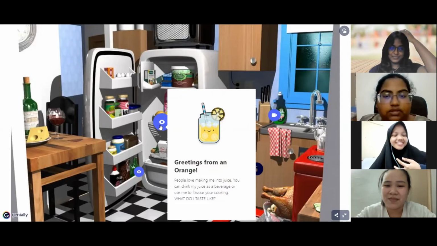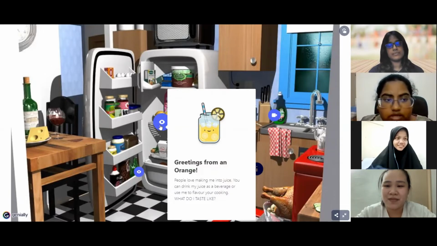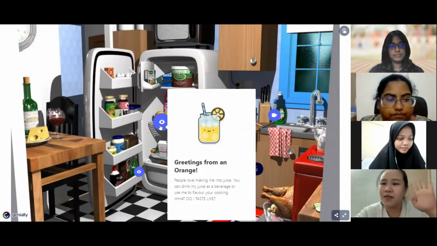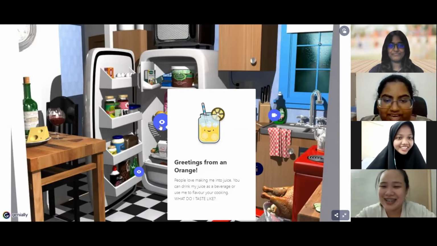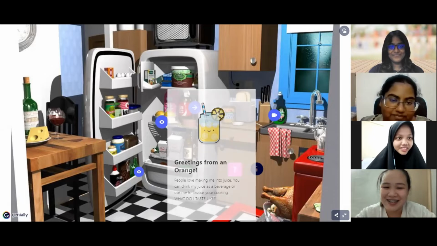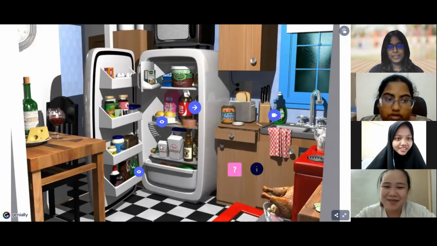Now, can anyone tell me if something tastes sour, is it acid, neutral, or alkaline? Yen, what is the answer? I think it's acidic. Correct. Very good. Thank you, Yen. So now we know that neutral is tasteless and acidic is sour. Okay, let's look at this.